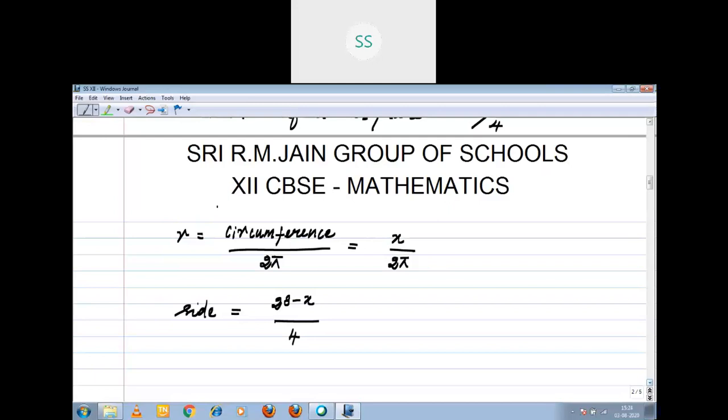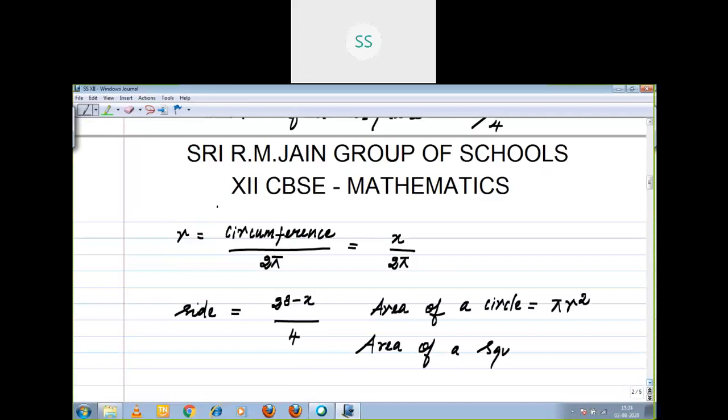Now, area of a circle. What are the things we need? Everything you have to write first, right? Area of a circle. What is the formula for the area of a circle? Yeah, very good. Pi r square, right? Now, area of a square, what is the formula? Area of a square equals a square.